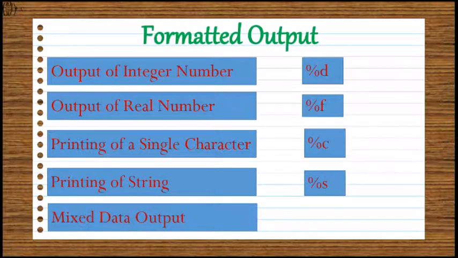Next, mixed data output. It is permitted to mix data types in one printf statement. For example, the statement of the type printf %d, %s, %f, %c, and then close the double quotes, then comma a, comma b, comma c, comma d, and then close the bracket, and finally semicolon is a valid statement in C programming.